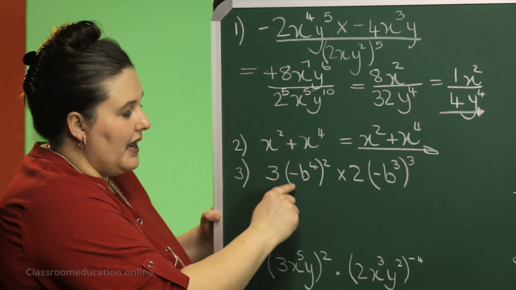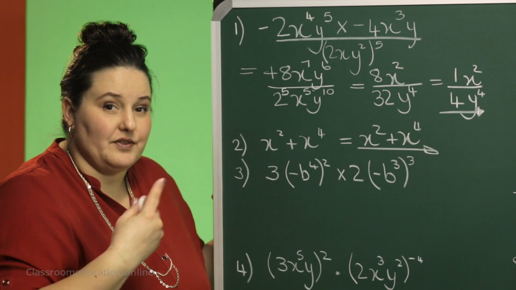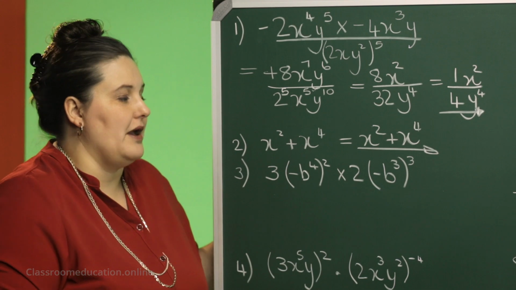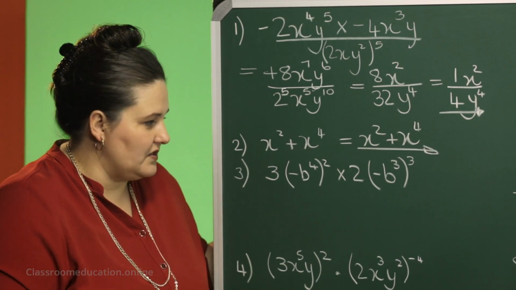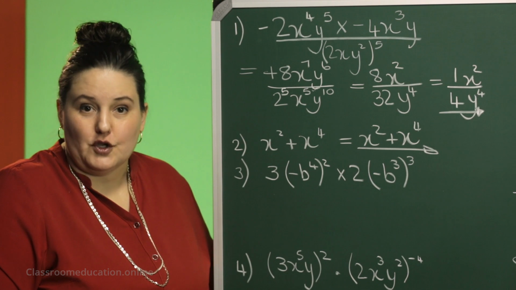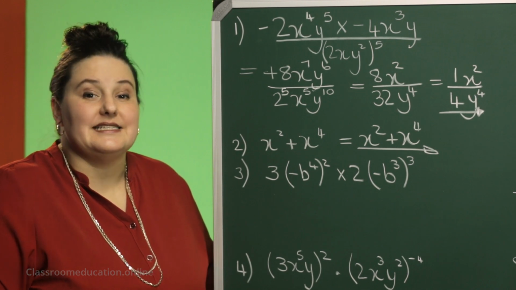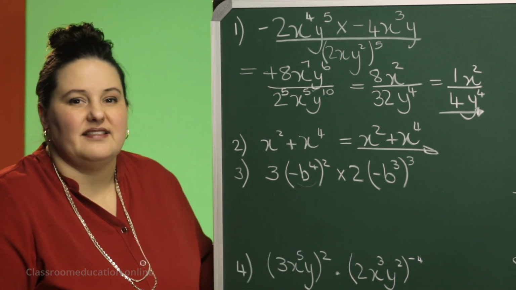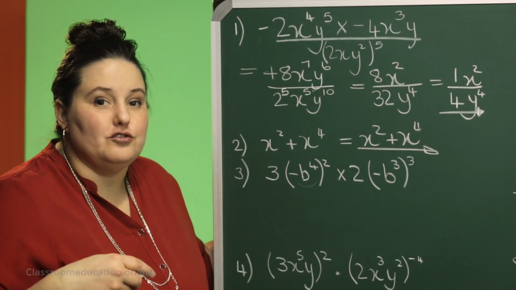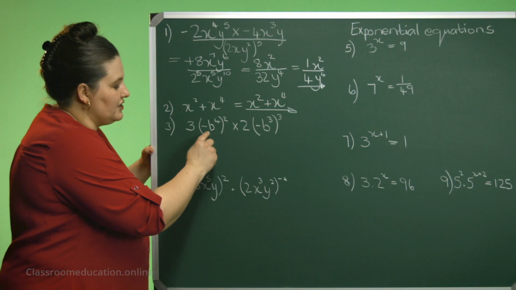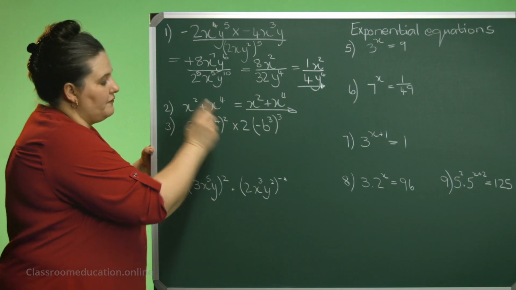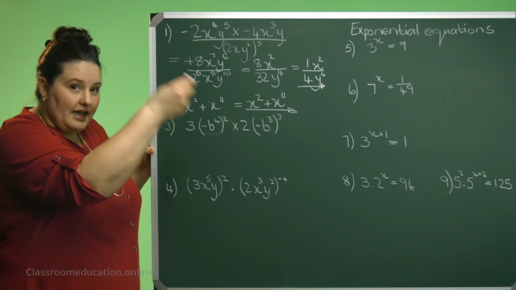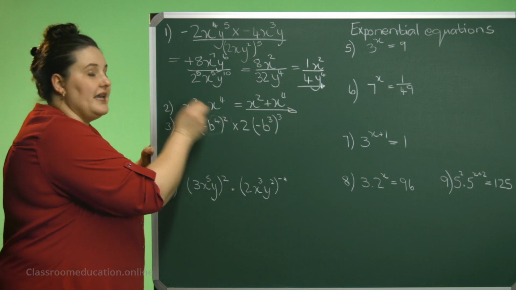Number 3. 3 in brackets minus b to the power of 4 and with a square outside times 2 brackets minus b to the power of 3 and the exponent 3 outside again. What should we do first? According to BOTMAS, let's deal with the brackets. Now, inside the bracket, I cannot do anything there. So I need to now go to the orders. And the orders here is actually my exponents. It's to the power of 2. So I can multiply my exponent on the outside with the exponent on the inside.